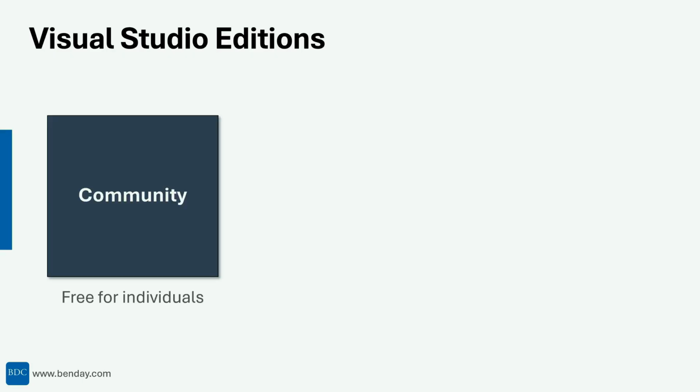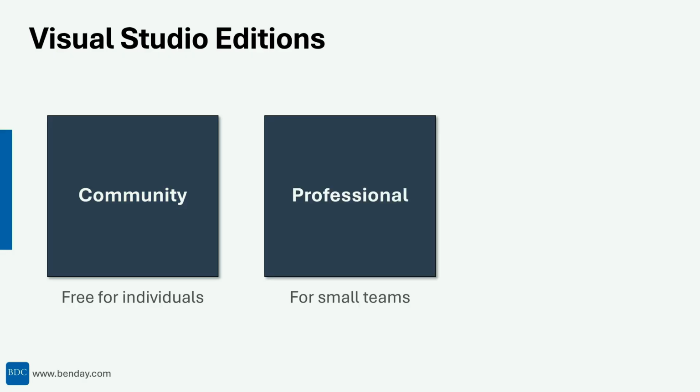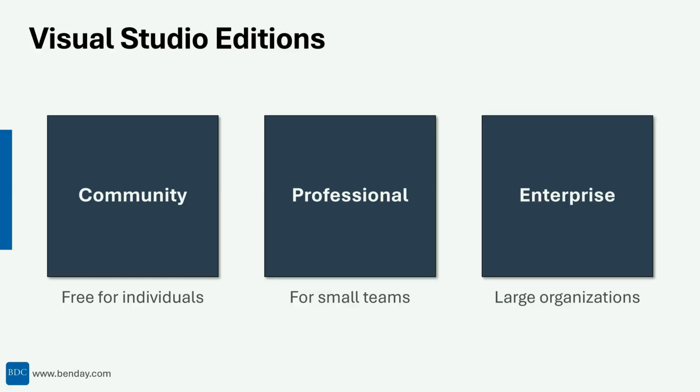Community Edition is completely free for individual developers and small teams. Full-featured, this is what most people need. Professional adds some team collaboration features and is for commercial development. Costs money, but not essential for learning. Enterprise has advanced architecture and testing tools. Expensive and definitely overkill for what we're doing.